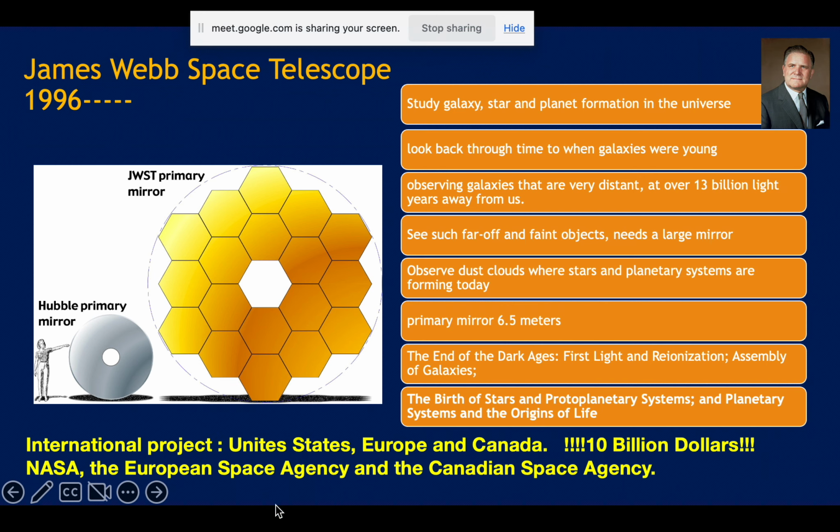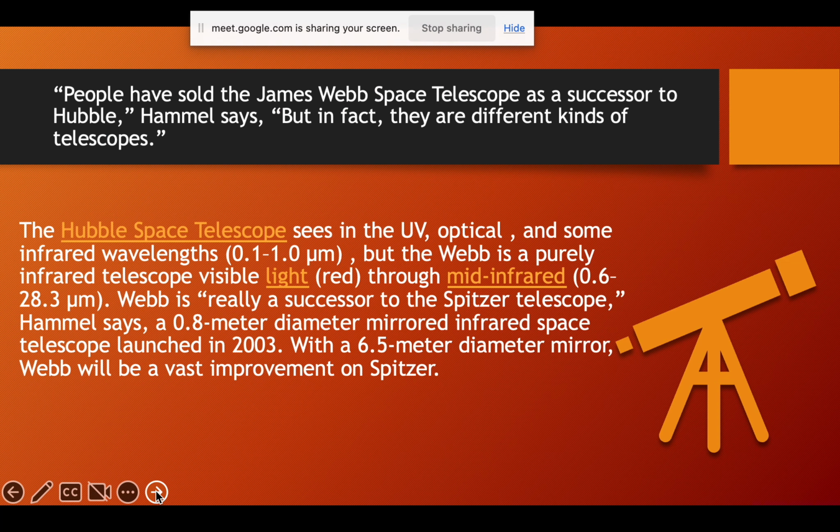And this obviously came at a very great cost. This is 10 billion, but actually it cost $11 billion, because the launch itself cost $1 billion, and the making of the telescope was 10 billion. So you had the United States, Europe, and Canada, that is the European Space Agency and the Canadian Space Agency. They all three got together to build the telescope.